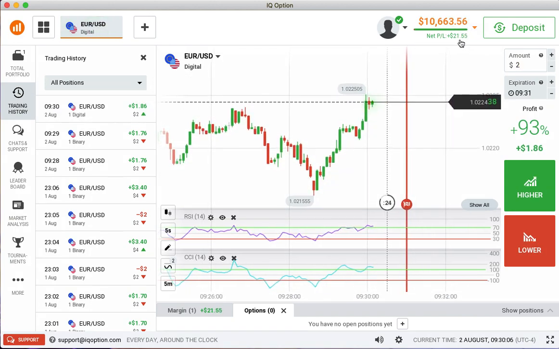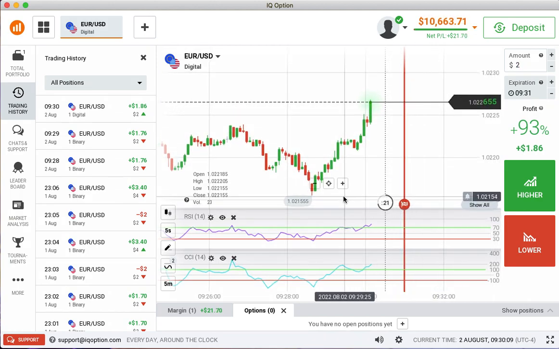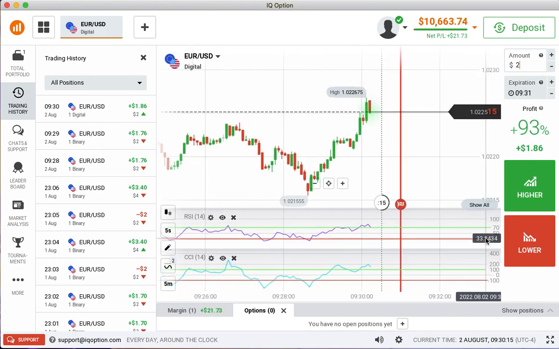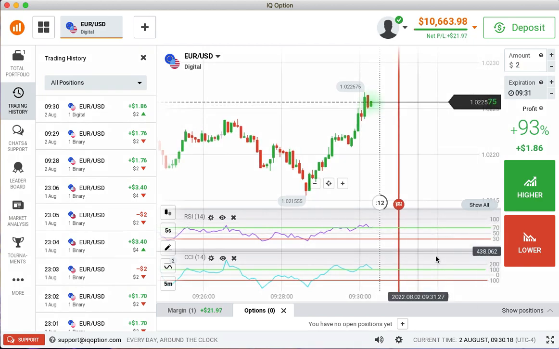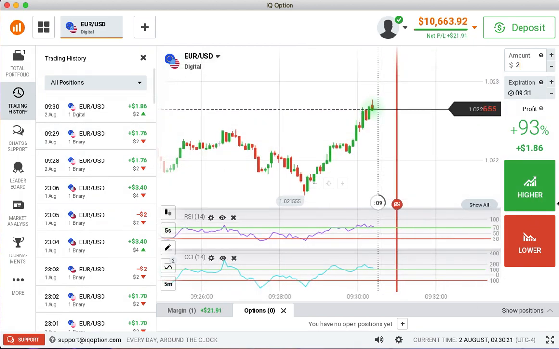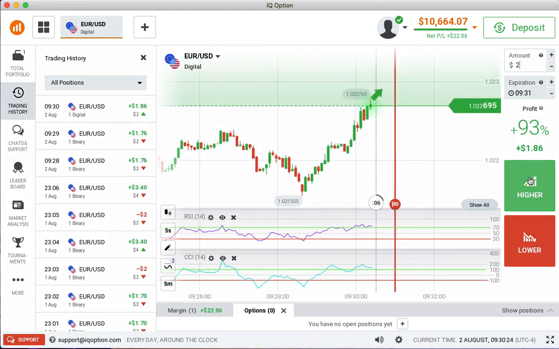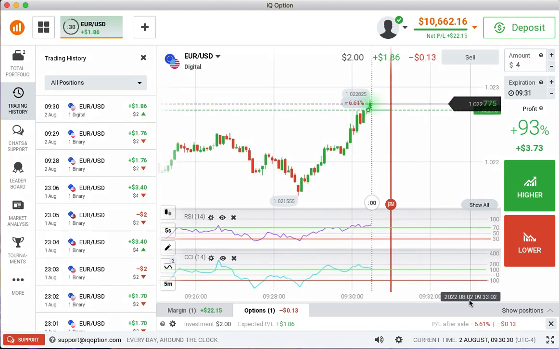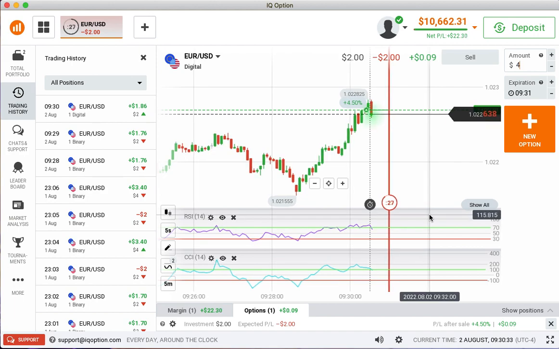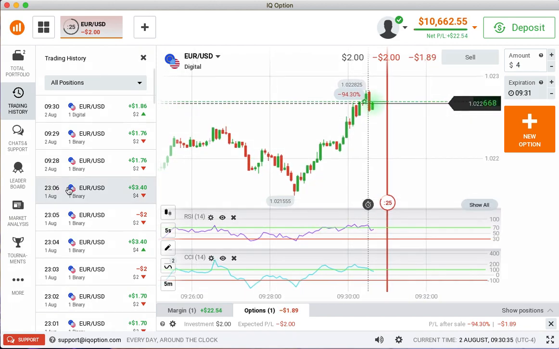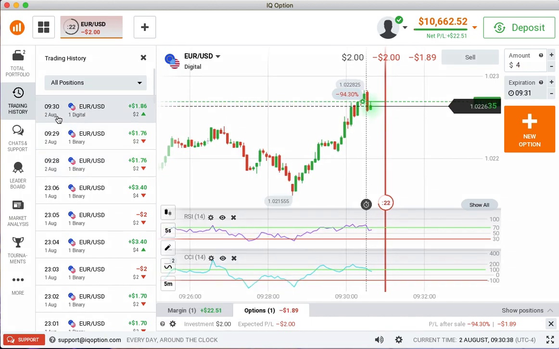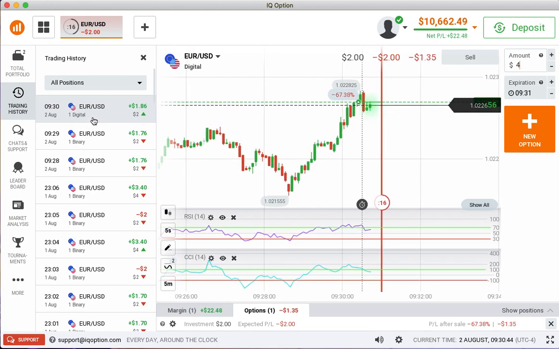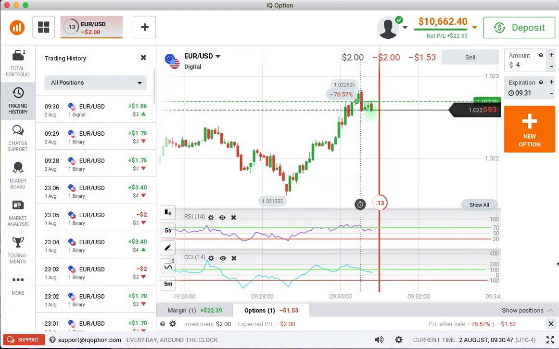Right. Last 5 seconds of the purchase deadline. CCI, RSI. Wait until they're either above or under their respective halfway points, and we buy or sell. Buy here for 2, go up to 4, and we wait. It's okay, this movement is okay. We started at, let's say, 9:30, so we'll stop at 9:50 or 10 o'clock.